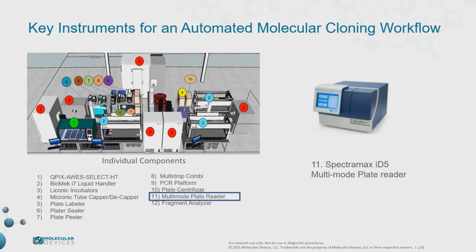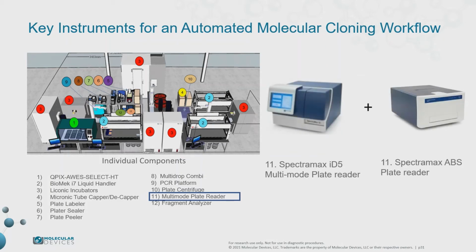Additionally, a SpectraMax ABS plate reader can be added to your workflow to specifically assess the growth of your microbes as an assessment of absorbance, thereby eliminating any potential bottlenecks that may arise when the multimode plate reader is being used for downstream functional and titer analysis.